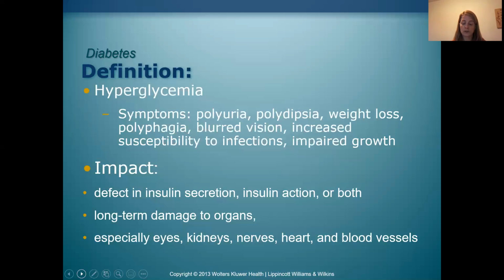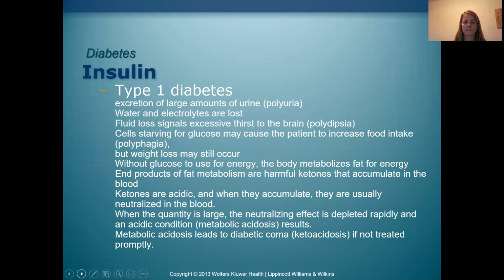Insulin is a hormone produced by the beta cells in the pancreas, and it directly or indirectly affects every organ in the body. A patient who has a defect in insulin secretion or insulin action or both would be considered to have diabetes, and that can have implications of long-term damage to the organs, especially the eyes, kidneys, nerves, heart, and blood vessels.